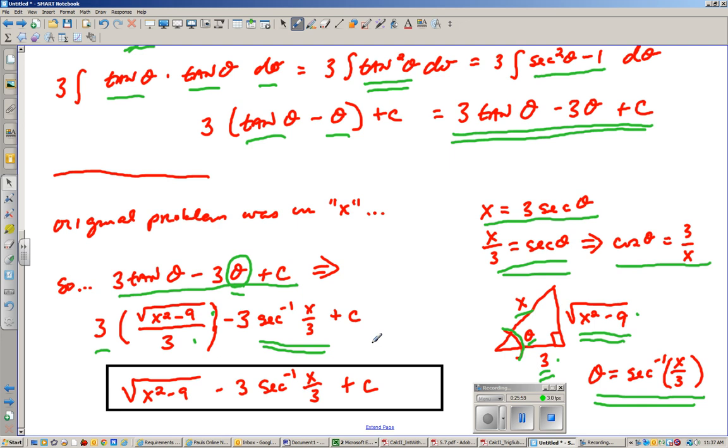And you know, I might finally take those 3's away and state my final answer is the radical x squared minus 9 minus 3 inverse secant of x over 3 plus c. So that's 26 minutes. That's more than enough on trig substitution. Good luck.